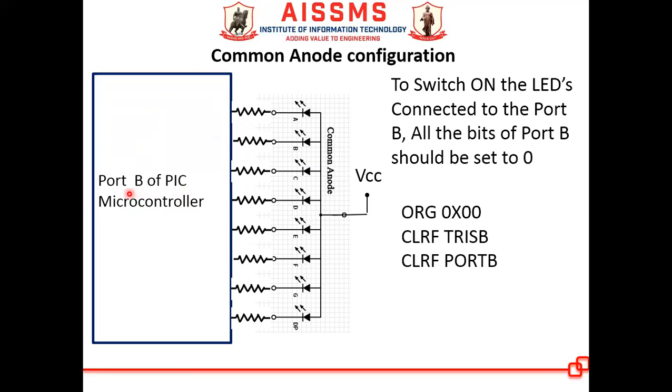Again, you have to configure port B as an output port because you need to make all the bits equal to 0. That is done using CLRF TRISB. So this will configure port B as output port. And now in this case, if you want to switch on all the LEDs, you need to clear the bits of port B. So CLRF PORTB will clear the port B, which in turn will switch on all the LEDs connected to the port B.